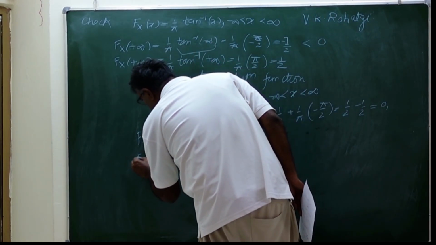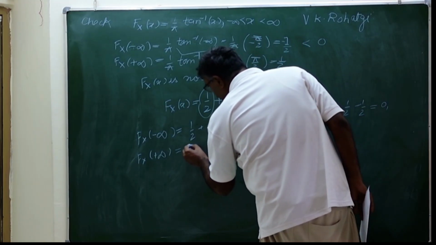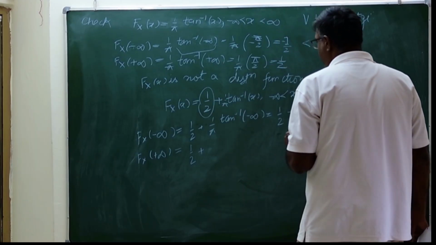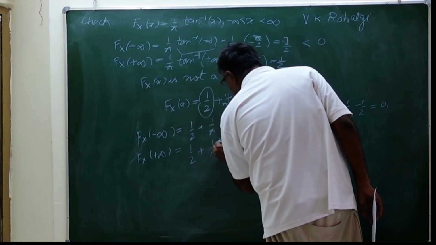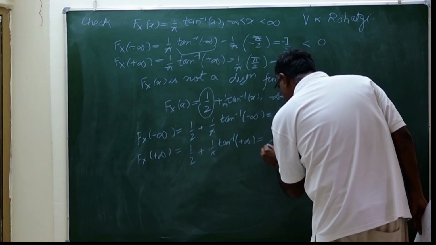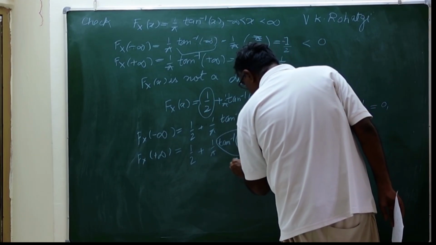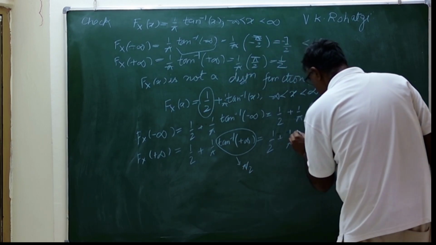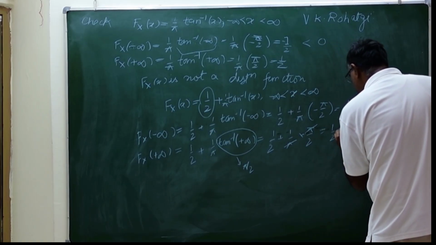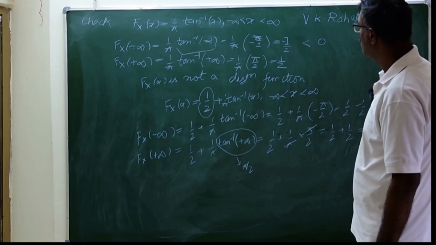Similarly, f of x at plus infinity, we get 1 by 2 plus 1 upon pi tan inverse of plus infinity. So we get 1 by 2 plus 1 upon pi, and tan inverse of plus infinity is nothing but pi by 2, times pi by 2. So we cancel out this pi, and we get 1 by 2 plus 1 by 2 is equal to 1.